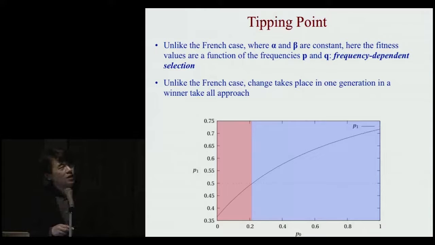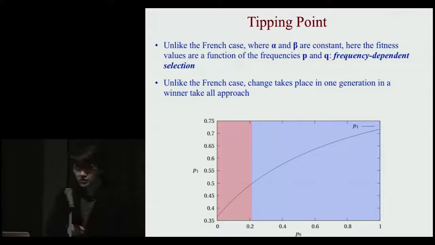So unlike the French case where alpha and beta are constants, here the fitness values are actually sensitive to their frequencies. Therefore, we can calculate the value of P0 such that C minus is going to be greater than C plus. Solving that equation is going to tell us the exact percentage of merged speakers in a population that's going to make the merger kill the distinct system.